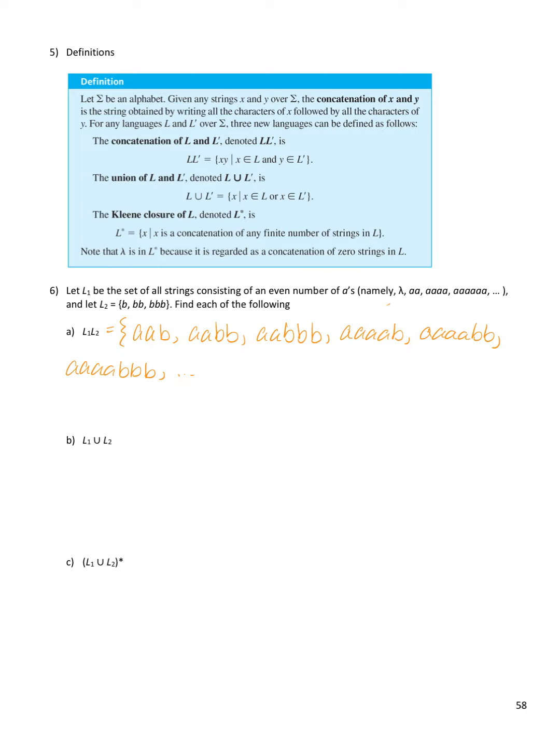Okay, so it looks like the pattern is I put an even number of A's followed by a B, 2 B's, or 3 B's. So I could just express that in words. So L1 L2 is all strings made up of an even number of A's followed by B, BB, or BBB.